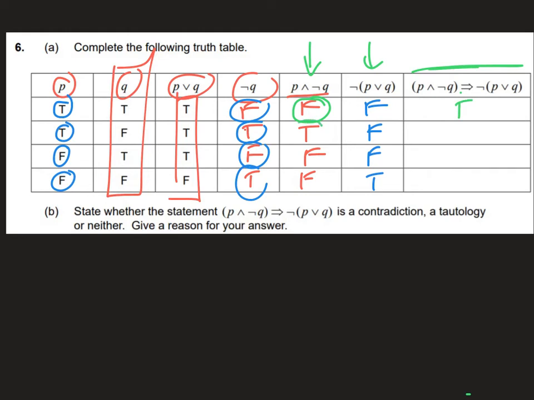Now for the second example, it's true, so we can test it. So we do have P and not Q, that's true, and we don't end up with not P or Q, because it's false. So that one contradicts this statement here.